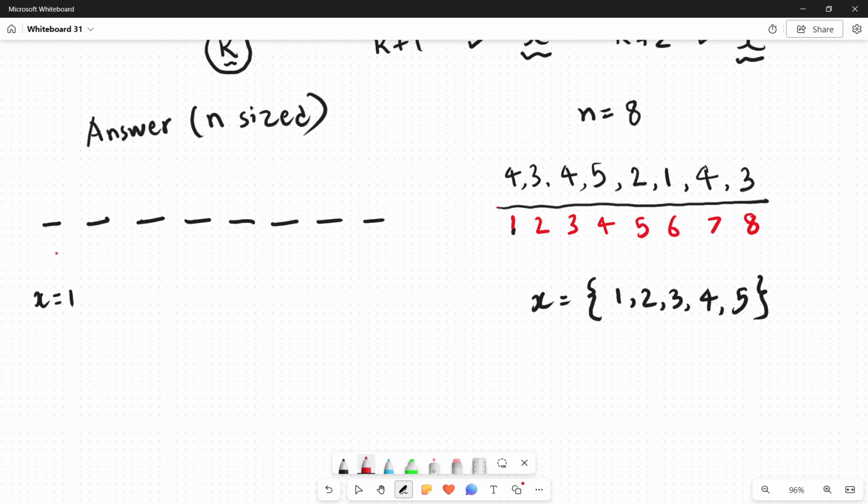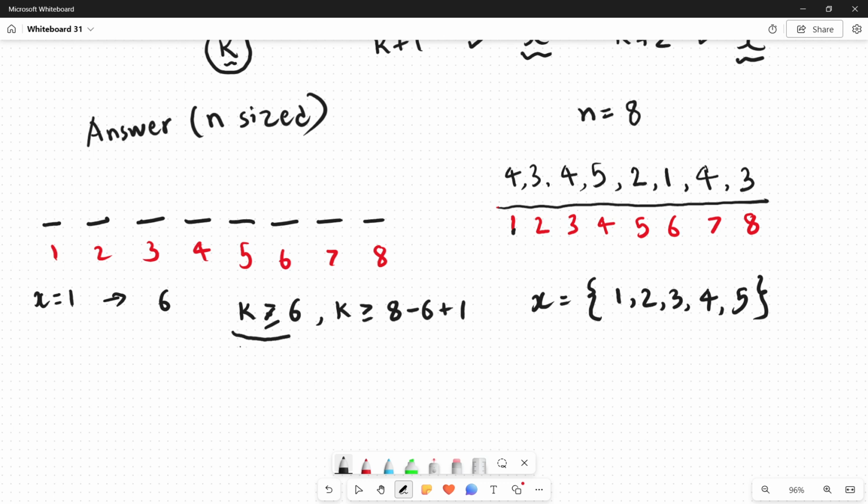So these are the indices 1, 2, 3, 4, 5, 6, 7, 8. For x equal to 1, the index is just 6, right? So our k should be greater than or equal to 6, and our k should be greater than or equal to 8 minus 6 plus 1. So basically this is the intersection, k is greater than or equal to 6. So my answer 1.